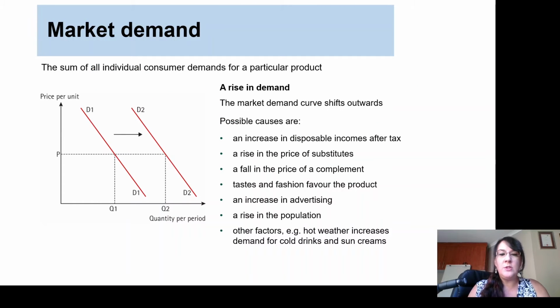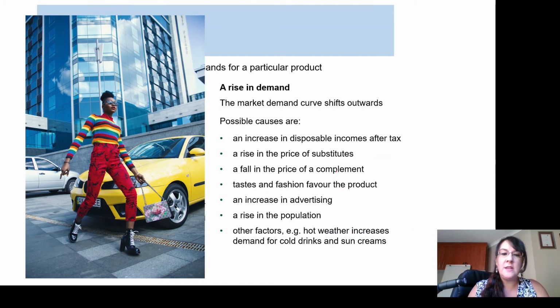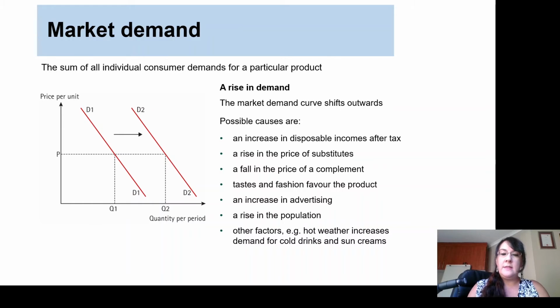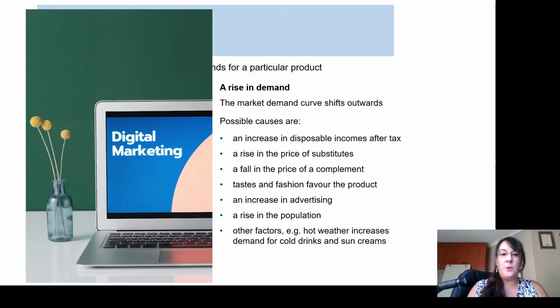Now the next point I want to look at is taste and fashion favor the product. In other words, people want your product, so you're in luck, people demand your product. The other one I want to look at is an increase in advertising. So you're spending a lot more on marketing, but the correct type of marketing. In other words, you're choosing your media quite well, either billboards or pamphlets or social media. And that can actually cause a whole increase in the demand for that product.